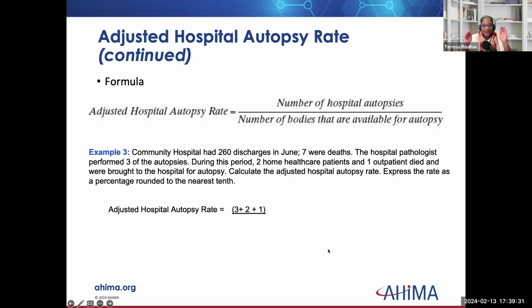Okay, so 3 plus 2 from the home healthcare, and then that 1 that died outpatient. We have 7, and then again 2 and 1 because you're still adding the home health and that 1. So this is where I'm getting these numbers from. 6 over 10, right?